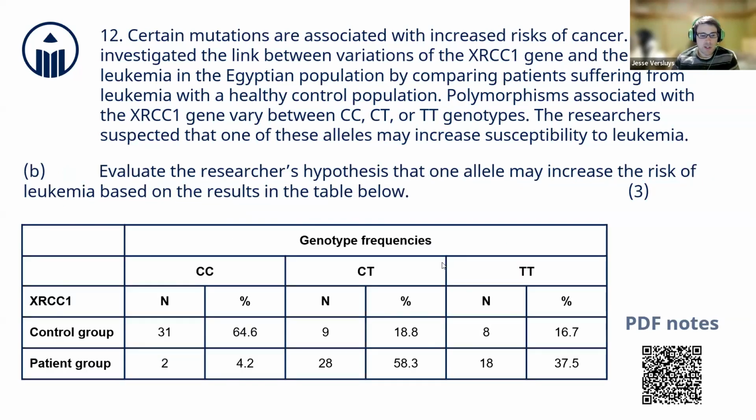Okay, here's the next section of the question. Evaluate the researcher's hypothesis that one allele may increase the risk of leukemia based on the results in the table below. So let's say we did our PCR, we've got a bunch of people, we're going to test them, and these are the results that we get for our three genotypes there. And the hypothesis is that one of those alleles, either a C or a T, is going to increase the risk of leukemia. Is that supported by the data that we see here?